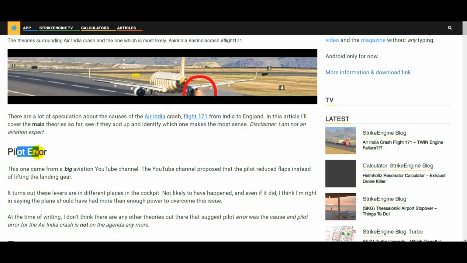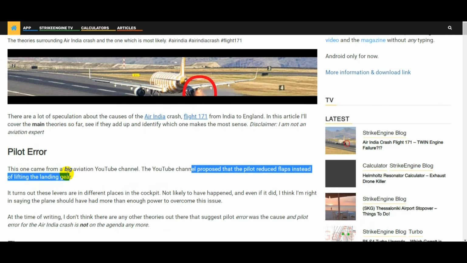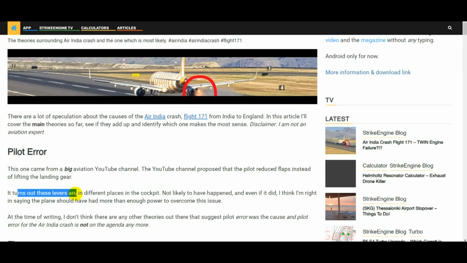So first theory, pilot error. This one came from a big reputable aviation YouTube channel. The YouTube channel proposed that the pilot reduced flaps instead of lifting the landing gear when they were taking off. It turns out that the levers for the landing gear and for the flaps are in different places in the cockpit, and it's not likely to have happened. And even if it did, I think I'm right in saying that the plane should have had more than enough power to overcome this issue.